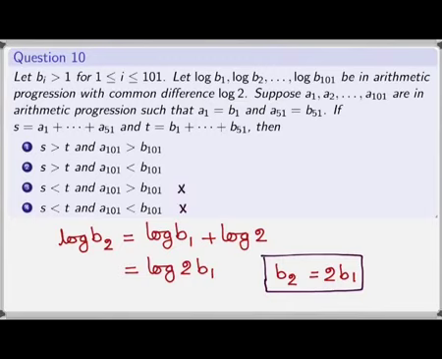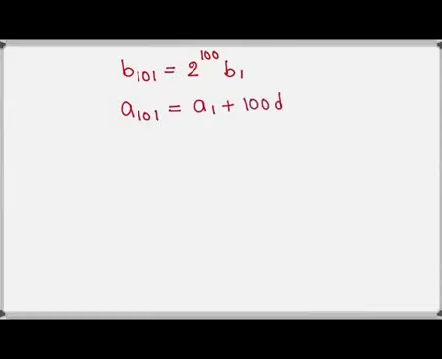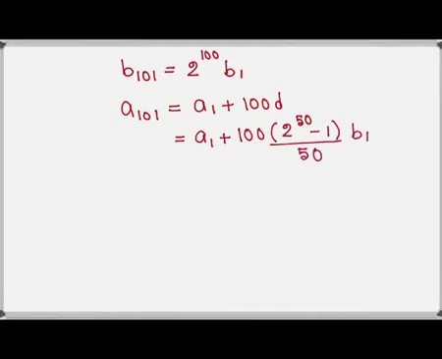Now we are going to see among A101 and B101 which one is bigger. We know that B101 is equal to 2 to the power 100 into B1 and A101 is equal to A1 plus 100D, and we have already got the value of D, which is 2 to the power 50 minus 1 divided by 50 into B1.